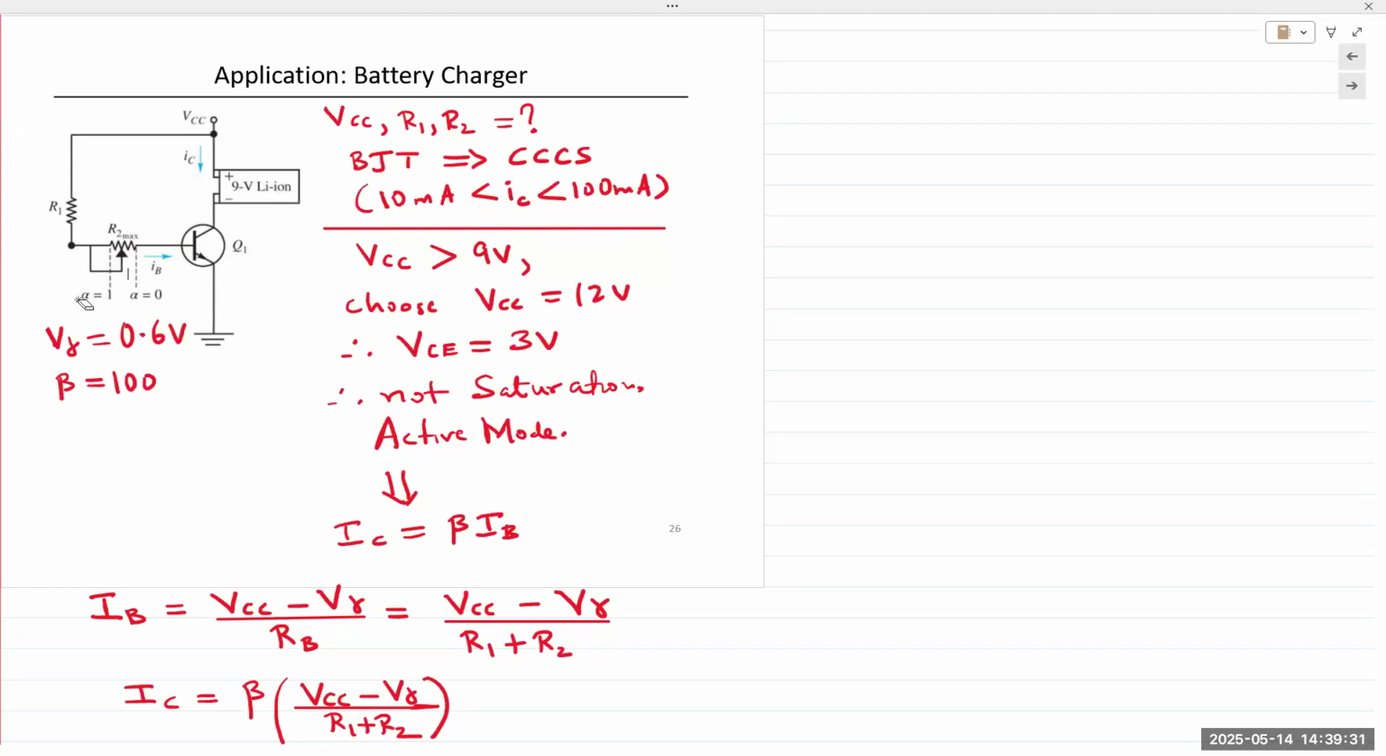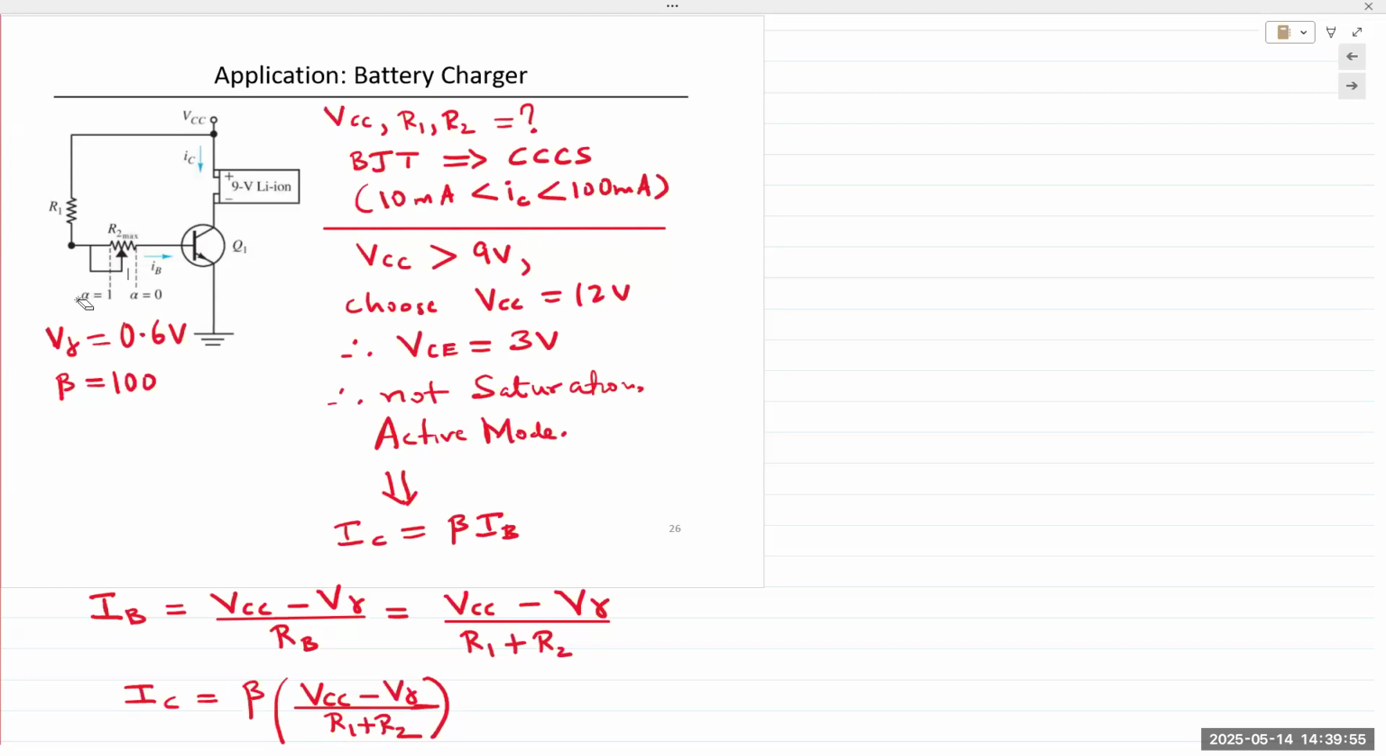So if you want to charge a 9-volt battery, our VCC charging supply should be at least, I would say, about 15 to 16 volts. But for a theoretical design, let's say it's 12 volts, right? If it's 12 volts, what does it mean for VCE? It means VCE is at least 3 volts.